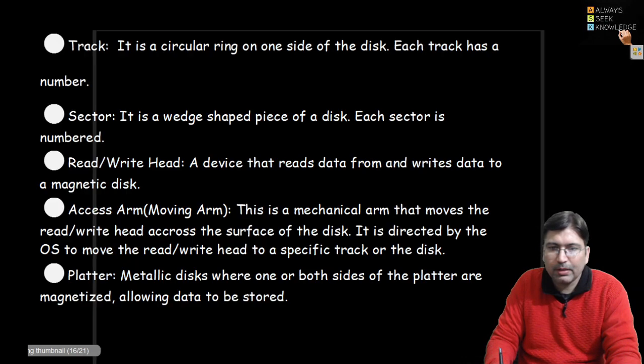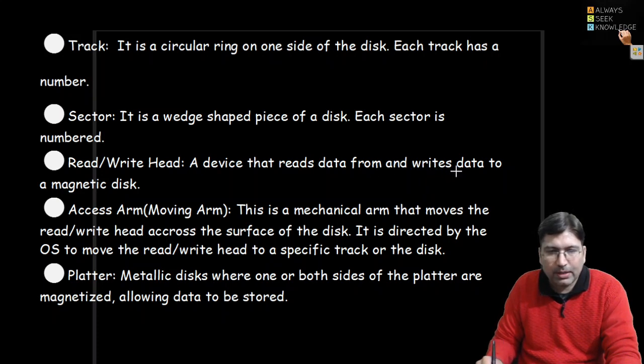Okay, then the read write head is a device or assembly which can read or write data to a magnetic disk. Then the access arm or moving arm is a mechanical arm that moves the read or write head across the surface of the disk. It is directed by the OS. So the OS will generate the signal for how to move the read write heads, and accordingly the assembly will behave.